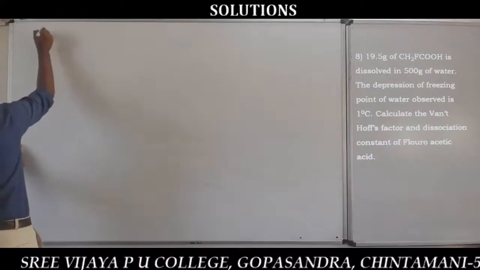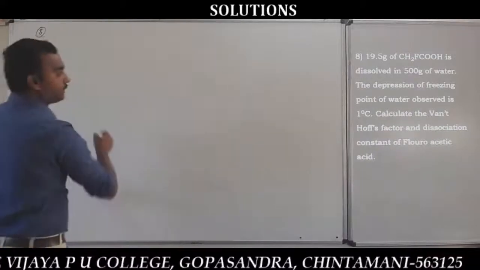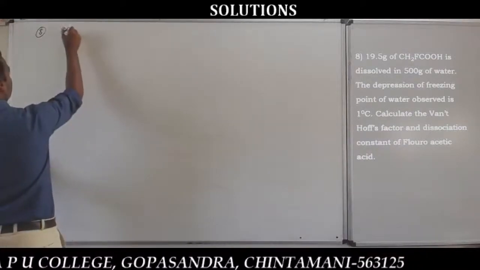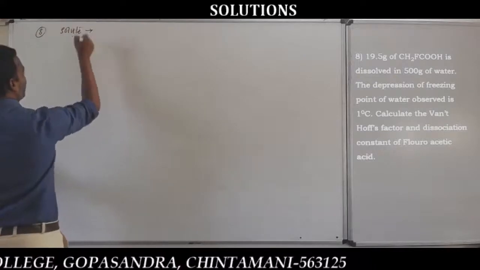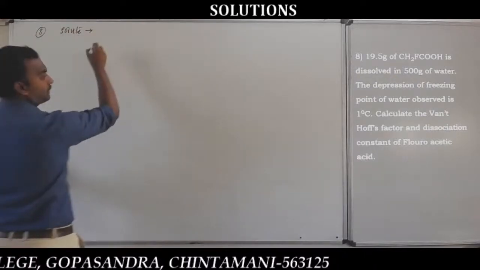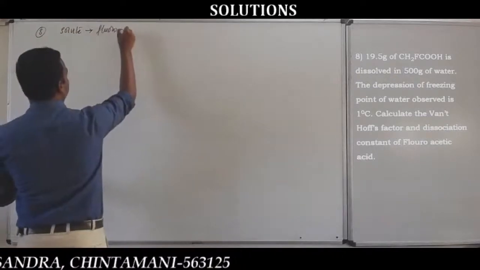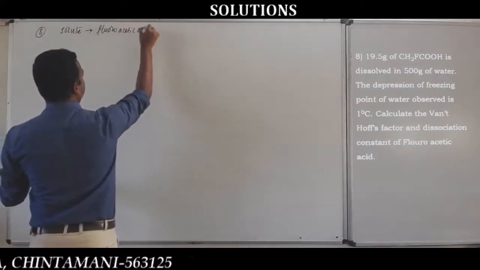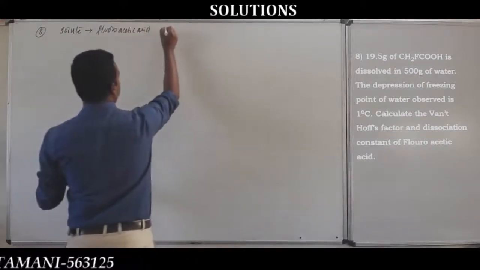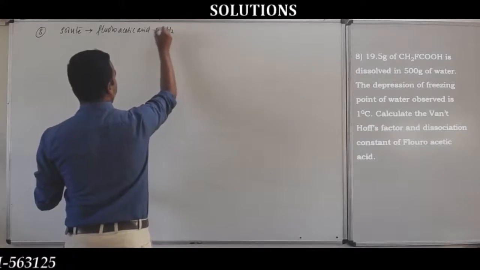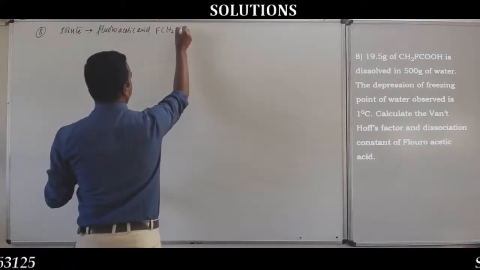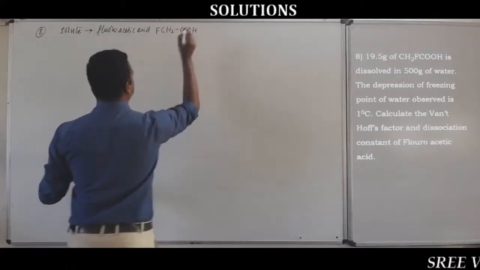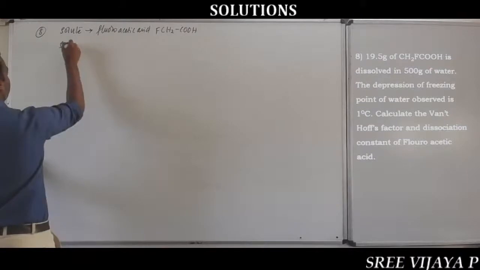Okay, question number 8. What is the solute here? Solute is fluoroacetic acid. Formula: CH2FCOOH. Which is the solvent here? Solvent is water.